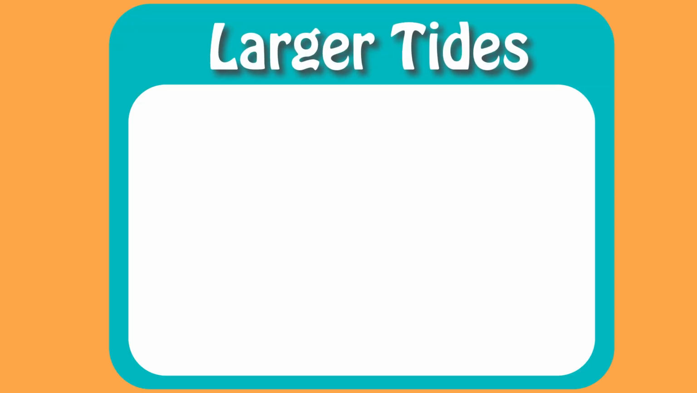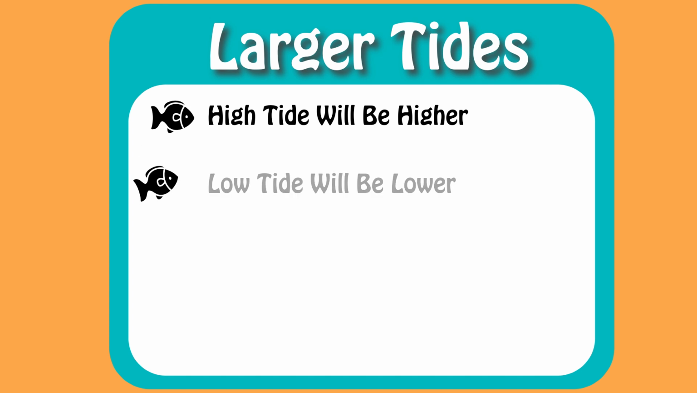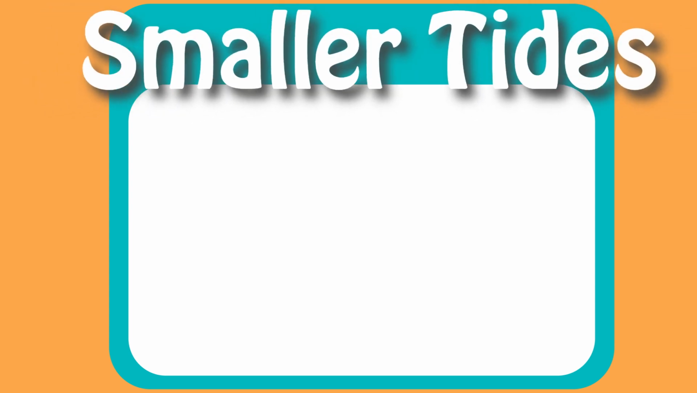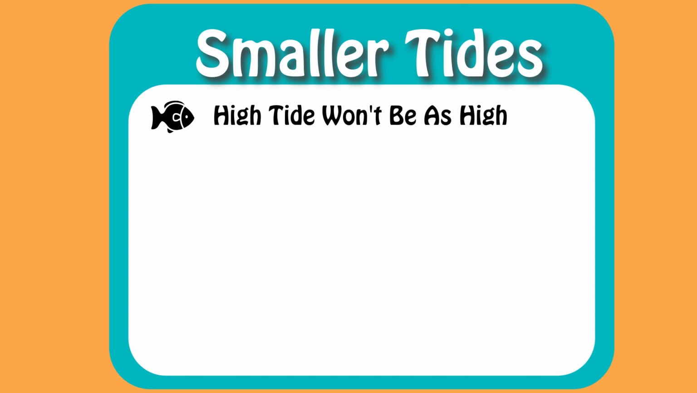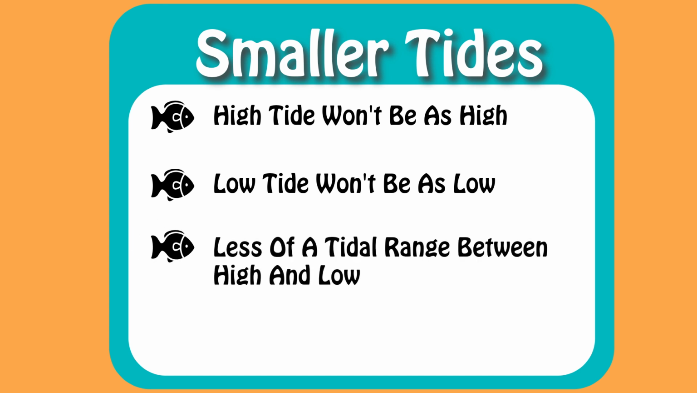The larger the size of a tide, the higher the high tide level will be compared to other tides. Also, the low tides of any large tide will be lower. So you can see that there is greater tidal range between high and low for larger sized tides. For smaller sized tides, the opposite is true. High tides won't be as high compared to other tides, and low tides won't be as low compared to other tides. So you can see that smaller tides have less of a tidal range between low and high.